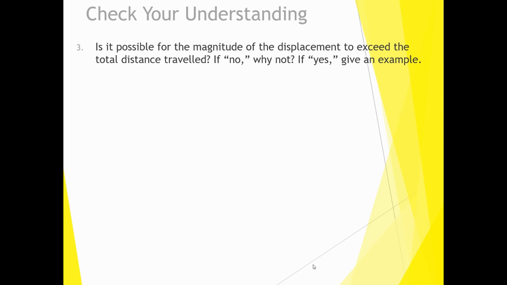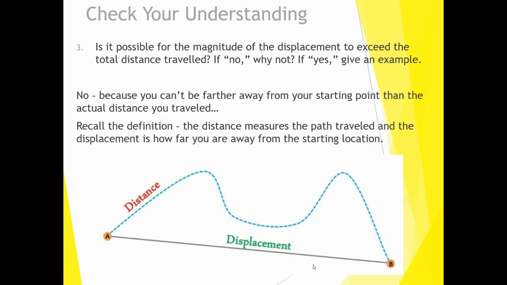Then number 3, we're looking at just the opposite. Is it possible for the magnitude of the displacement to exceed the total distance traveled? If no, why not? And if yes, give an example. Well, no, because you can't be farther away from your starting point than the actual distance you traveled. So there is no way that this displacement can be shorter than your distance. So you've got to think about that for a moment, because you got to recall the definitions. The distance measures the path traveled, and the displacement is how far you are away from the starting location.